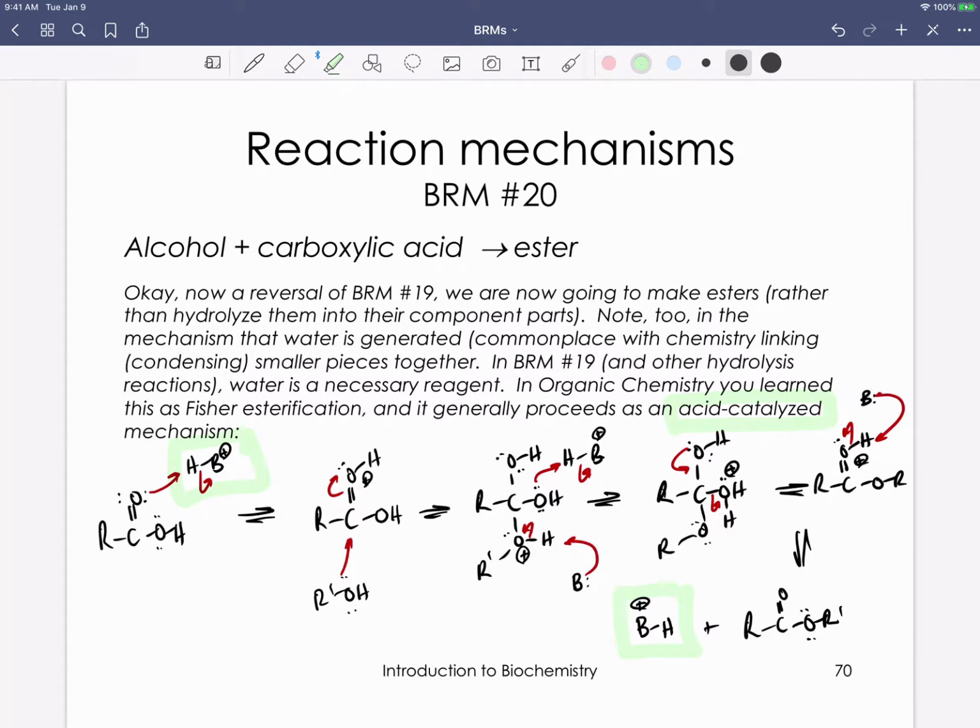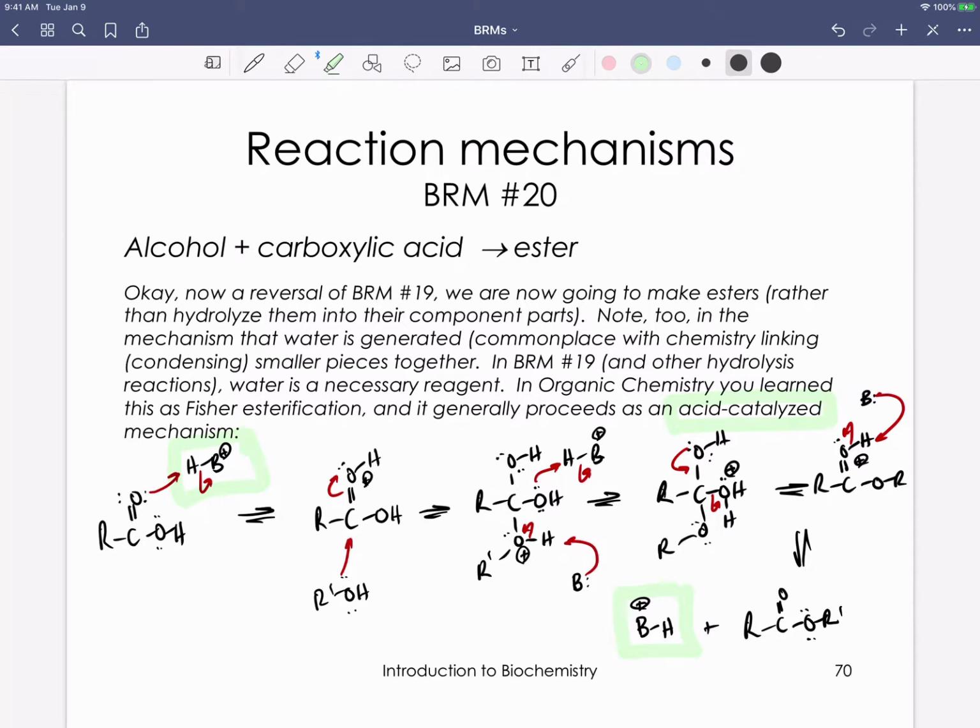So again, not too much to comment. There's really not anything to highlight that I haven't already highlighted in previous mechanisms. A lot of things that we've talked about have come into play here. Not too much more to say. We only have 3 reaction mechanisms left to go.